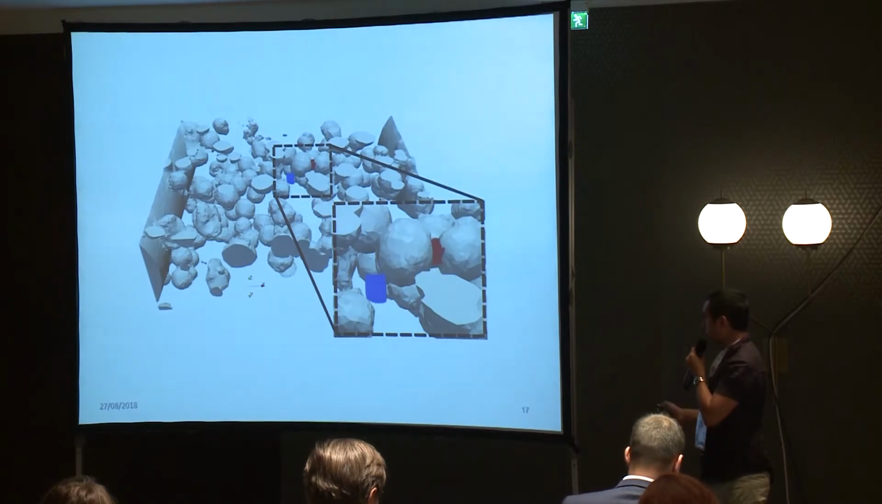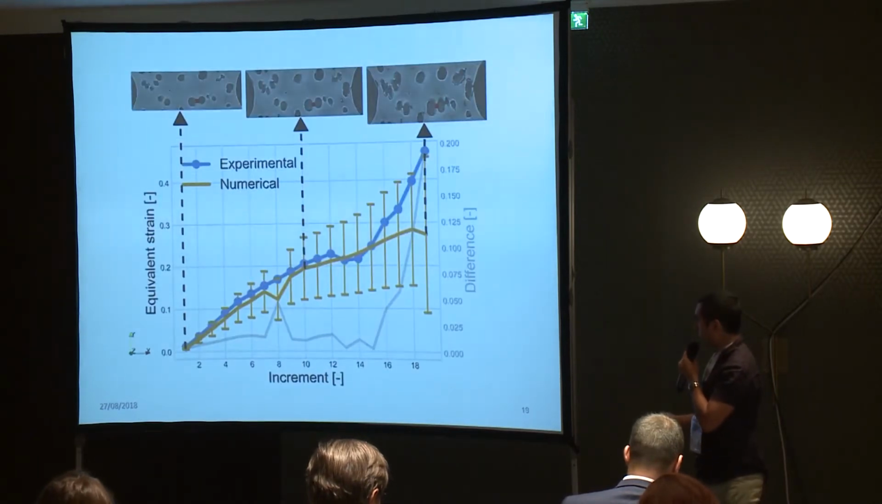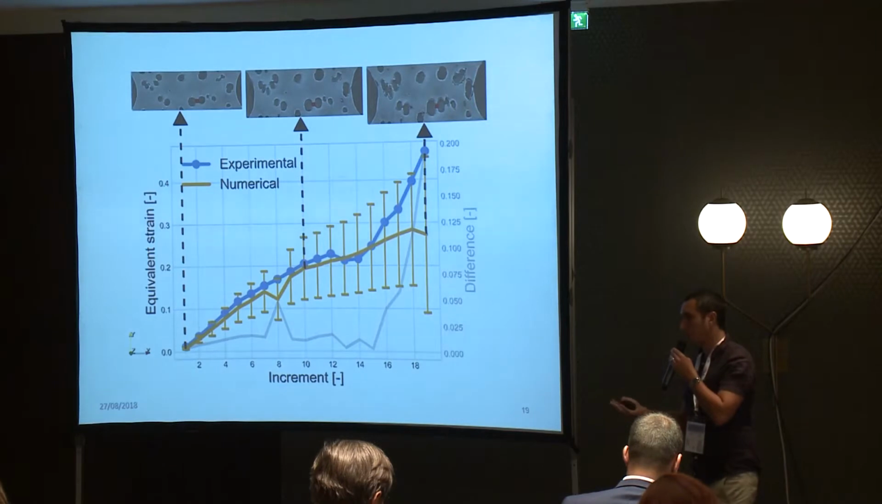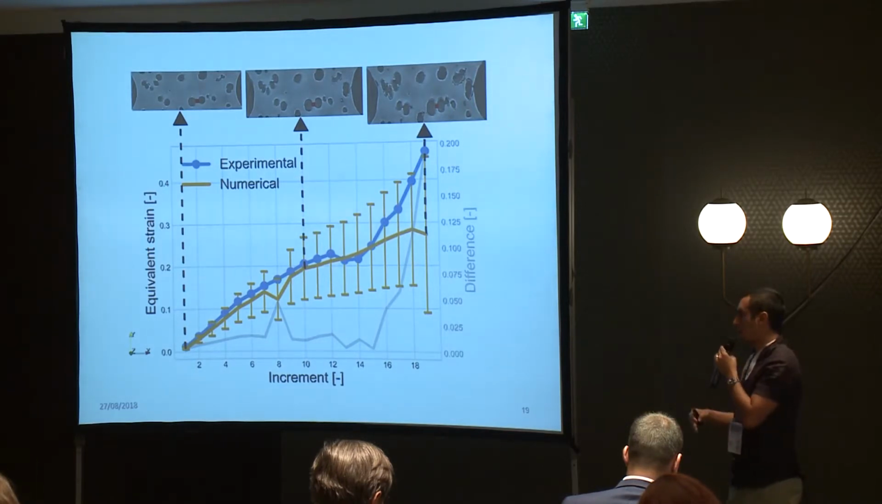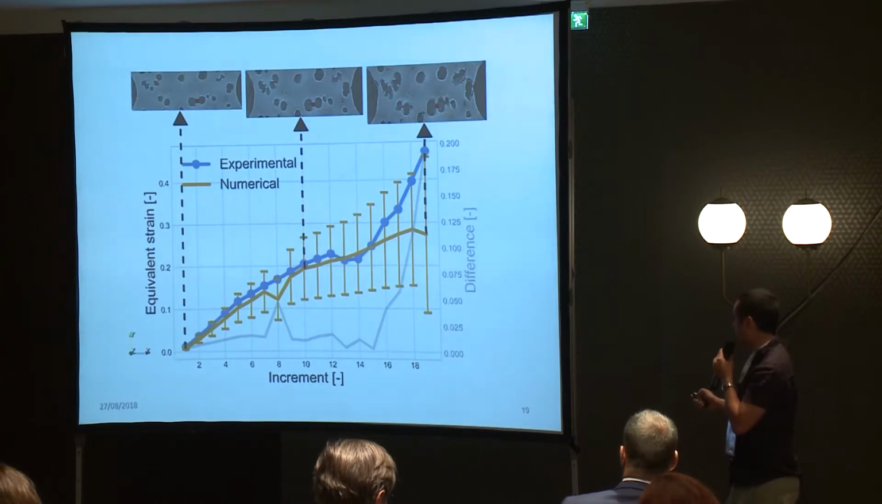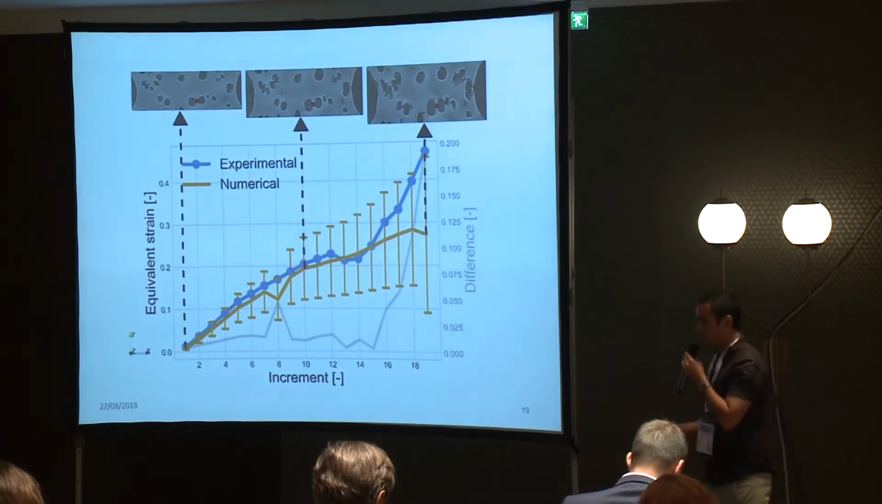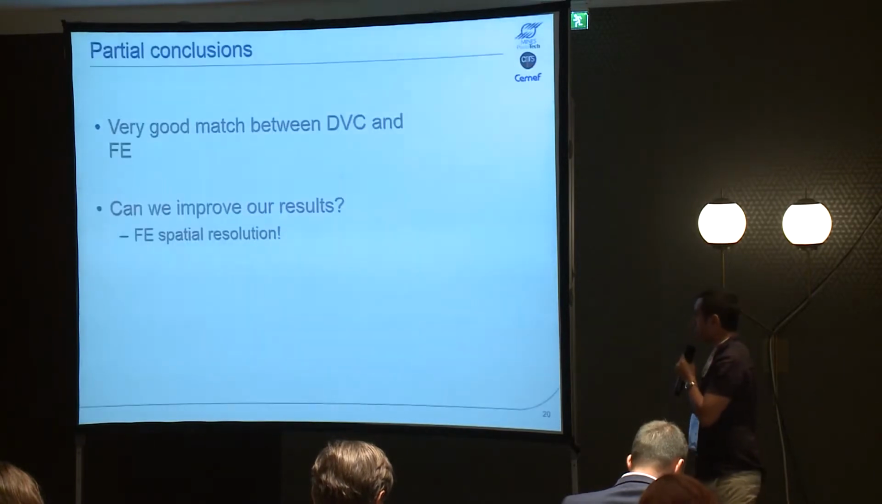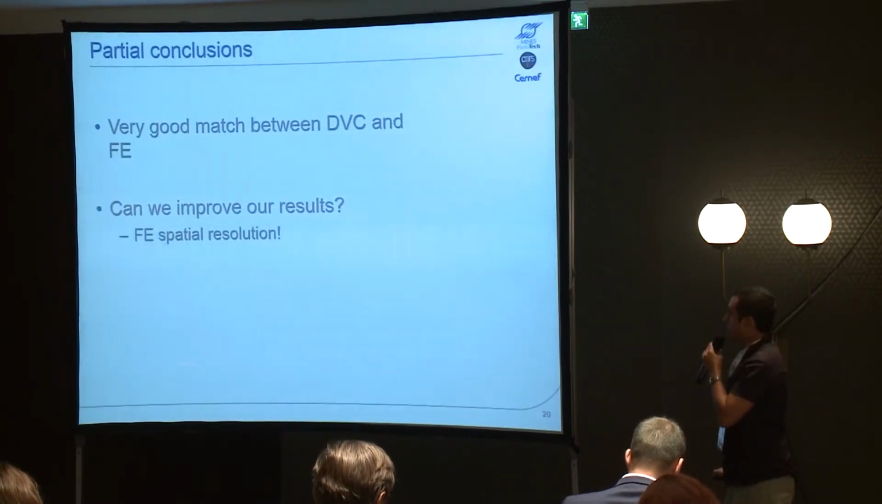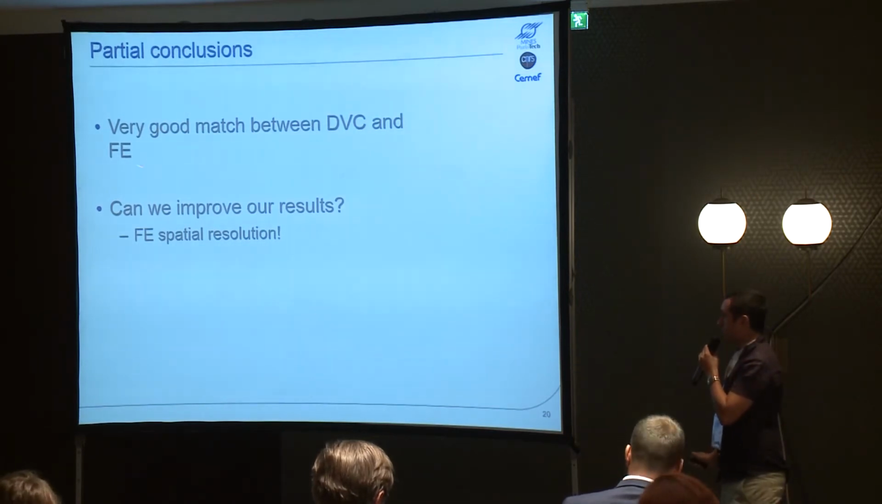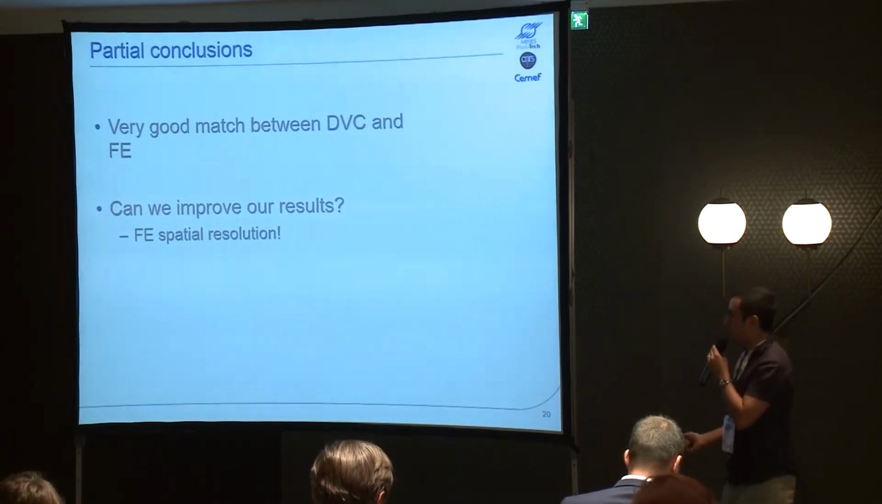And this causes, I didn't mention it, but these error bars are related to the uncertainty that comes from the immersion of the microstructure. So since we are very close to the interfaces, we have a very big uncertainty. Okay, so maybe we can, for the moment, conclude that we have a very good match between DVC and FE strain measurements. But is there some way that we can improve our results given this big uncertainty?